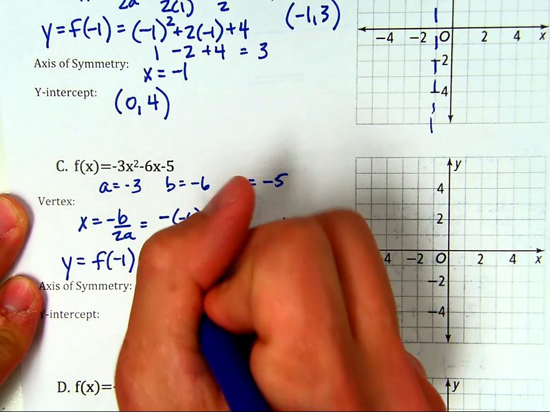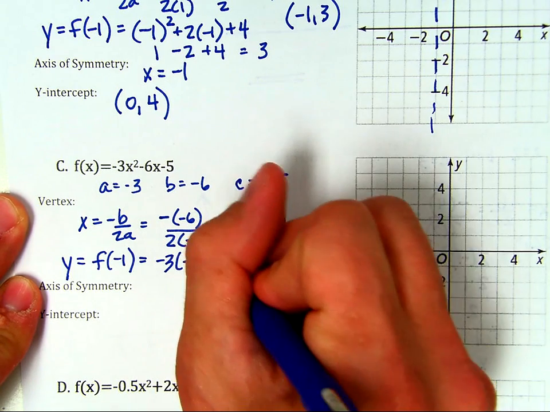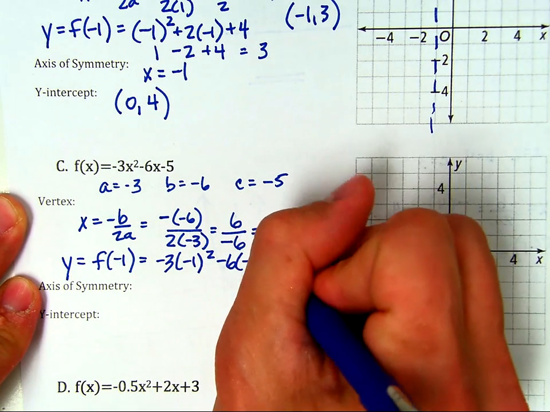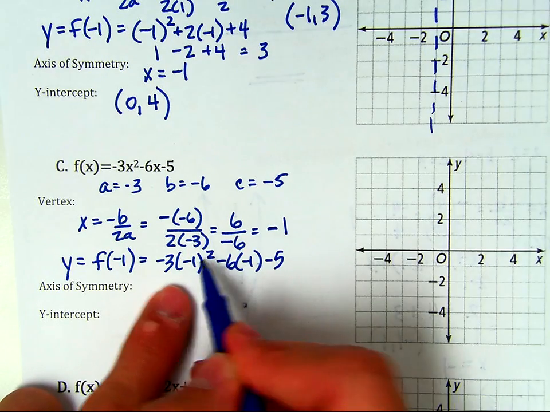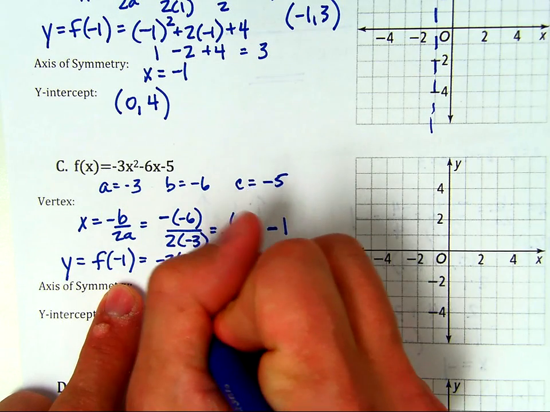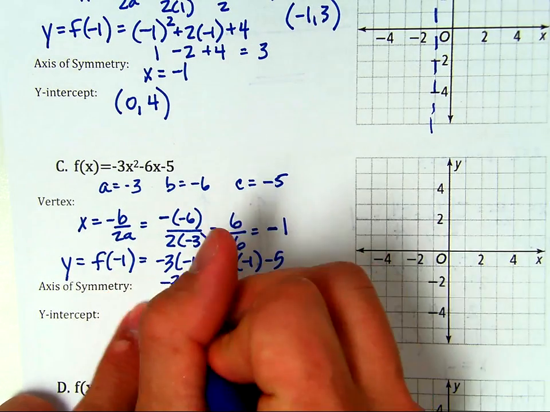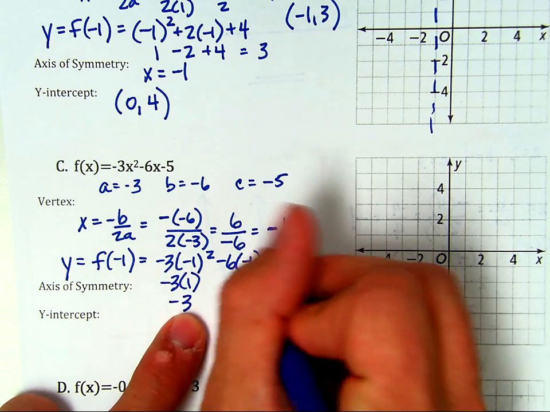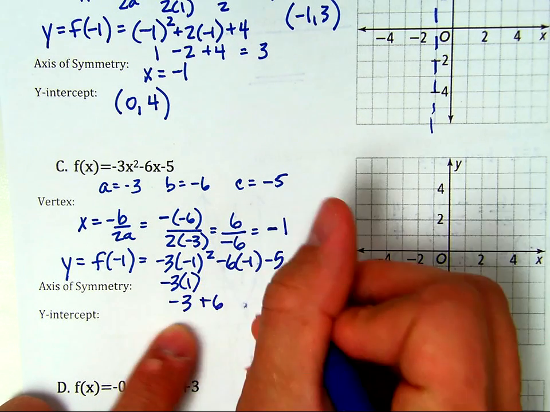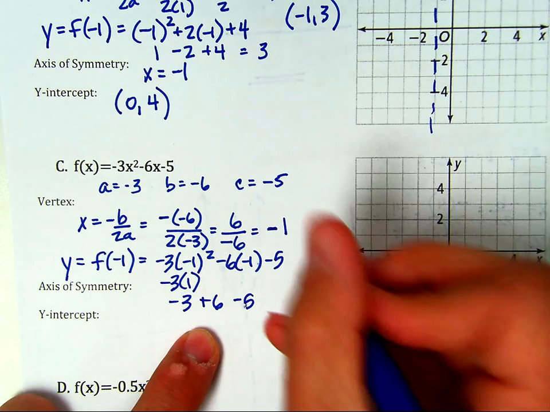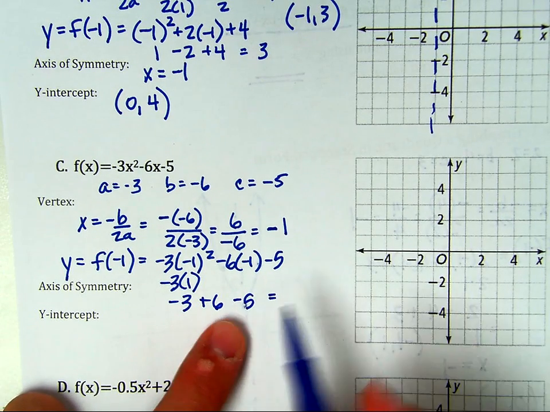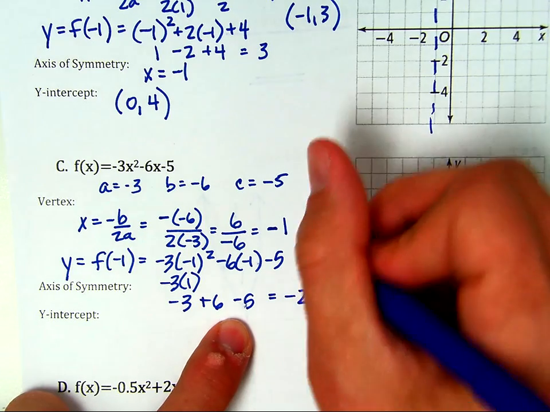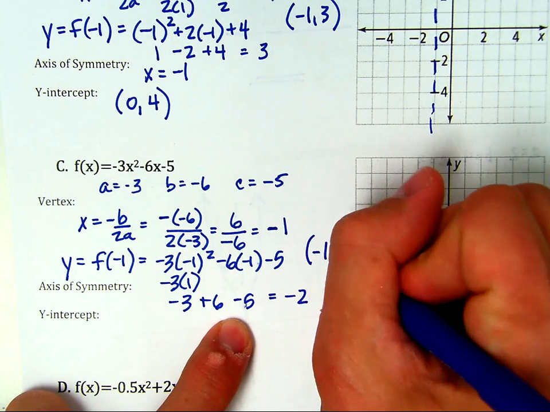It's -3 times -1 squared minus 6 times -1 minus 5. So we simplify. -1 squared is 1. -3 times 1 is -3. -6 times -1 is +6. Subtract 5. We add all these together, get 3 minus 5 is -2. So my vertex is -1, -2.